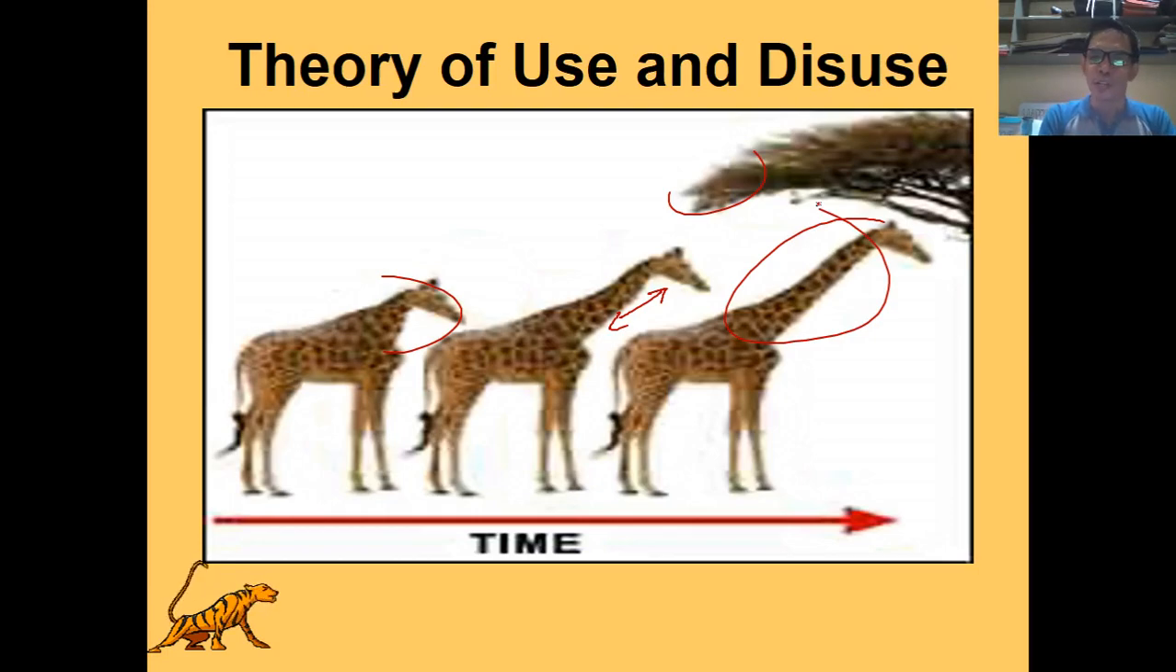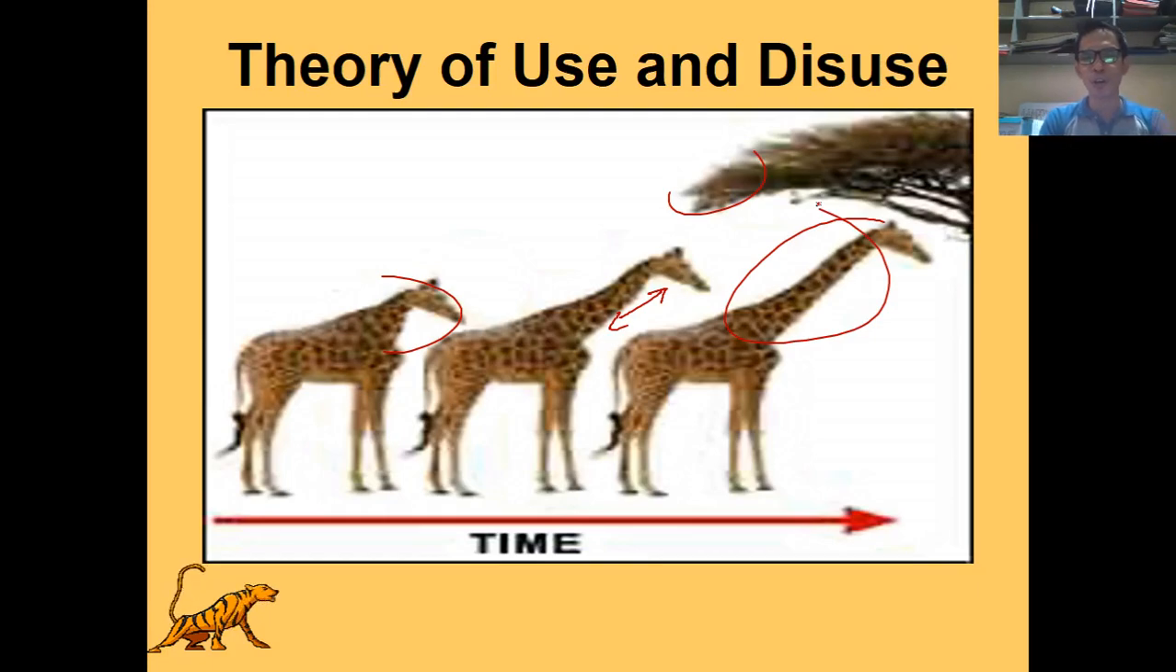So this is what the theory of use and disuse coined by Lamarck is all about. Over time, as the organism uses a part frequently, it gets more and more developed than the other body parts, so it is more improved. Then those parts that are not used will disappear over time.